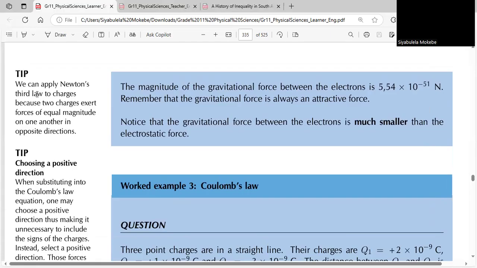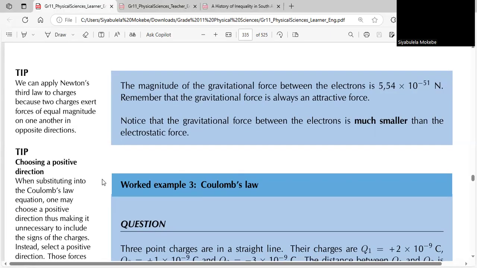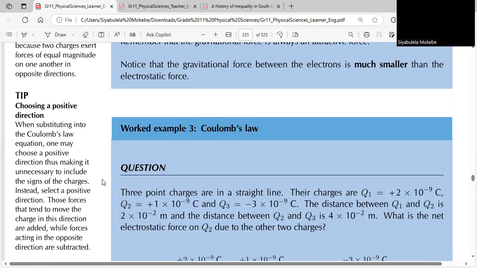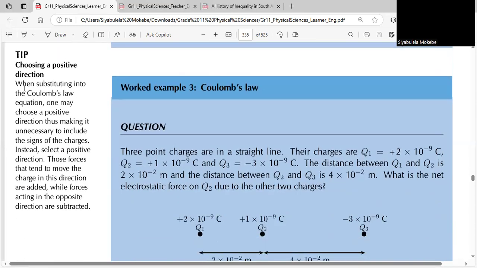Now let's look at a few tips. We can apply Newton's third law to charges because two charges exert forces of equal magnitude on one another in opposite directions. When substituting into the Coulomb's law equation, one may choose a positive direction, thus making it unnecessary to include the signs of the charges. Instead, select a positive direction. Those forces that tend to move the charge in this direction are added, while forces acting in the opposite direction are subtracted.